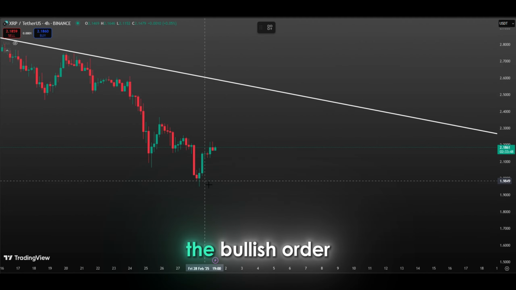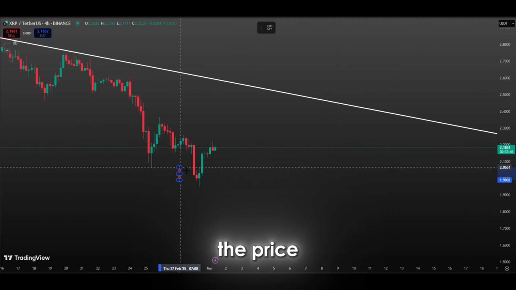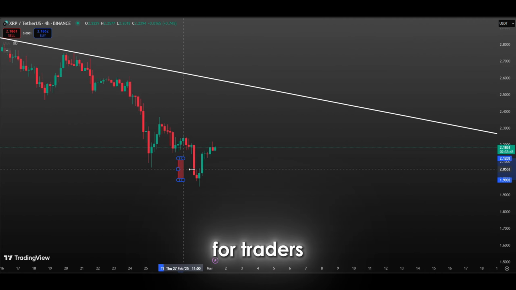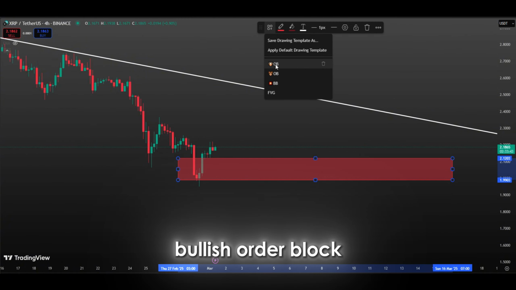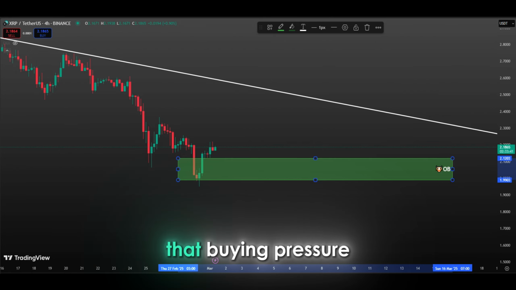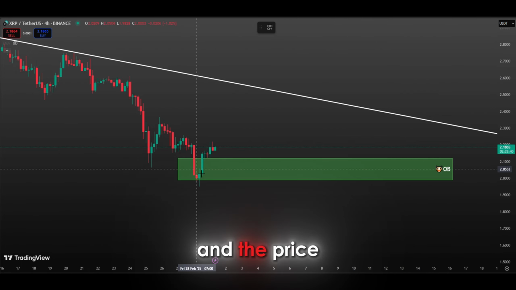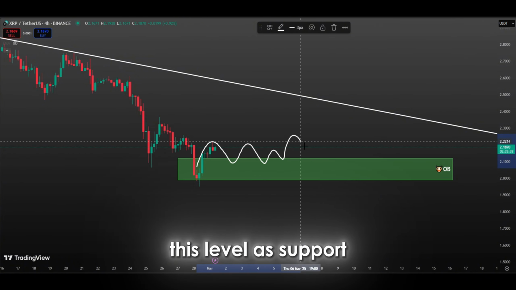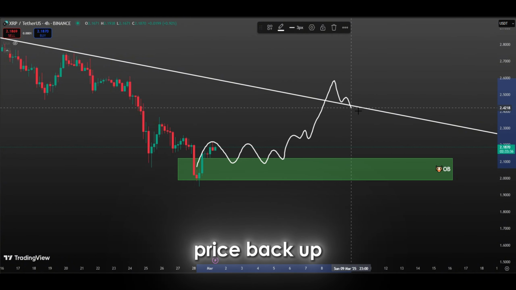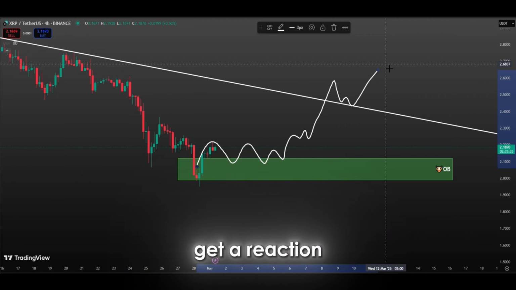Keep watching. The bullish order block just below the price can be an important support level for traders. If the price falls back to a level close to this bullish order block, there's a strong possibility that buying pressure will come into play and the price will make an upward move. This means that buyers will see this level as support and buy here to move the price back up. I predict that the price may get a reaction from the bull order block and go up to the downtrend.